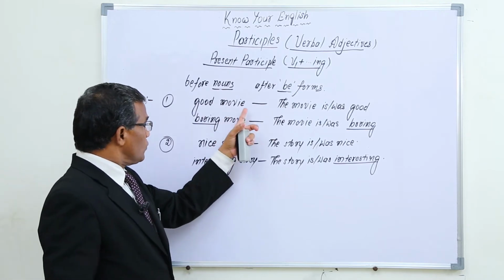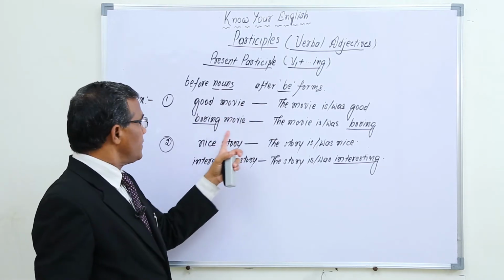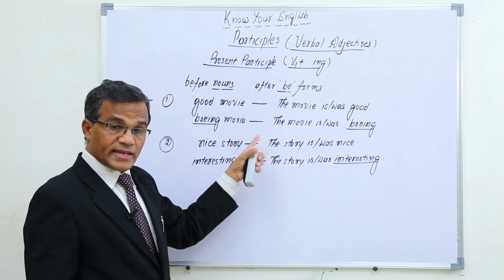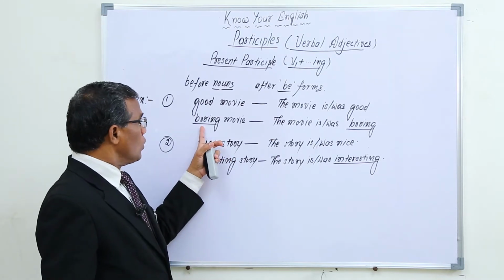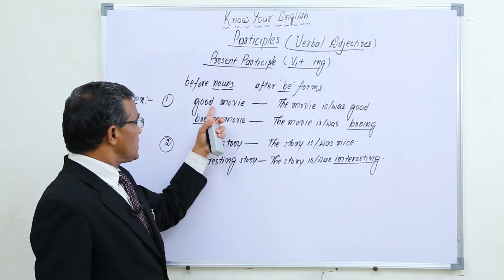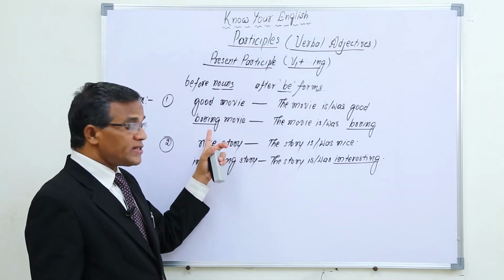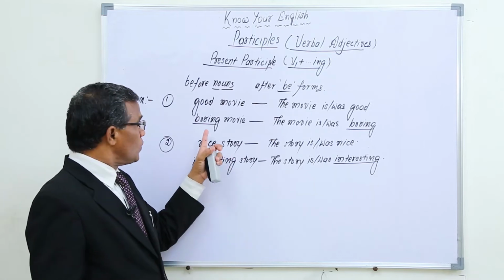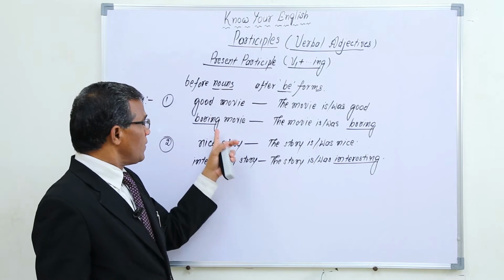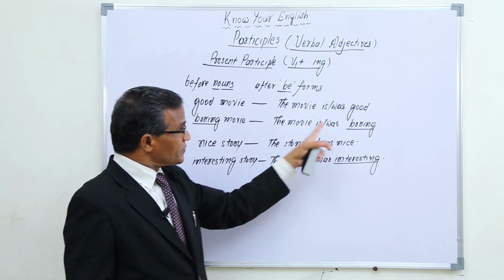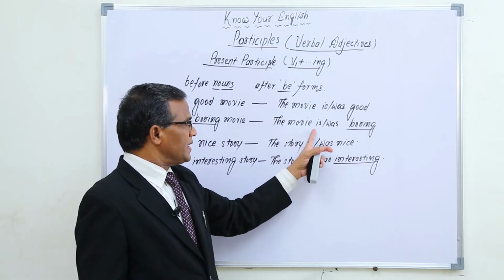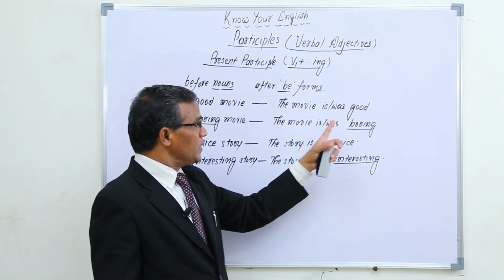You see, just like good movie, nice movie, bad movie, like that, boring movie, or interesting movie, or exciting movie. So bore plus ing, boring. So just like good movie, boring movie. Boring is also here working as an adjective. It is also used before a noun. Before a noun we are able to use this one. And after a be form, just like an adjective, we can also use it. The movie is boring. The movie was boring.